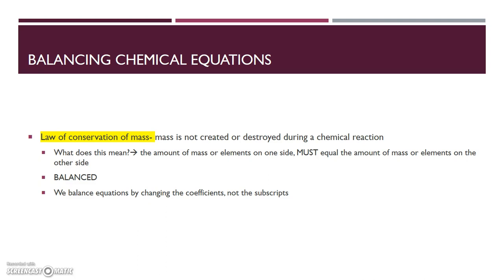With that being said, we need to follow the law of conservation of mass, which means mass is not created or destroyed during a chemical reaction. So what does that mean? That means the amount of mass, or the elements on one side, must always equal the amount of mass or elements on the other side. That means it's balanced. And we balance the equations by changing coefficients, not the subscripts. So we change the numbers in front of the elements or compounds, not the ones on the bottom.